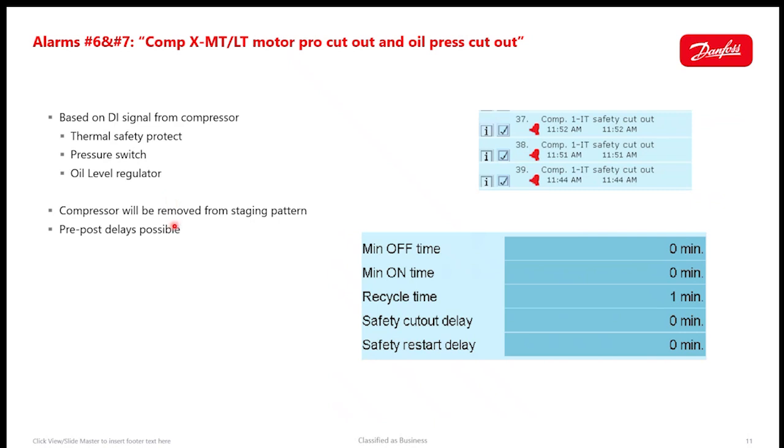When the compressors are locked out on these failures, they will be removed from the staging pattern, as you see here. So we will skip over them and just go right on to the next compressor or the next stage in capacity for that suction group. Once that problem's been cleared or resolved, then we will add that compressor back into the group after any cutout delays or restart delays that we have defined in the pack controller's configuration.